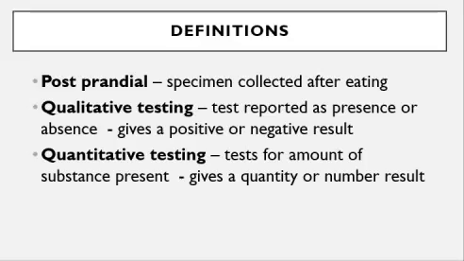In quantitative testing, this is measuring the amount of substance present. So usually there's a numerical result associated with a quantitative test. You're getting the exact quantity or the amount of a substance present. So this is usually a number result.